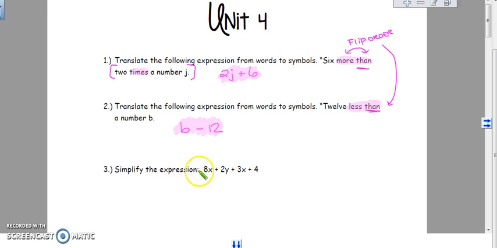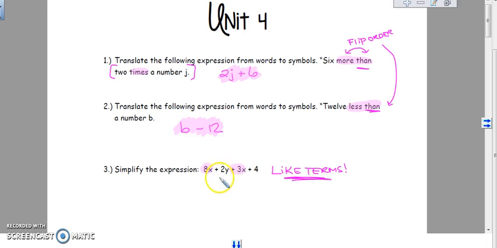Okay, simplify the expression 8x plus 2y plus 3x plus 4. You only can combine like terms. So that means x's go with x's, numbers go with numbers. So I have an 8x. Do I have anything else with an x? Yes. Do I have anything else with a y? No. Any plain old numbers? No. So I'm going to do 8x plus 3x.